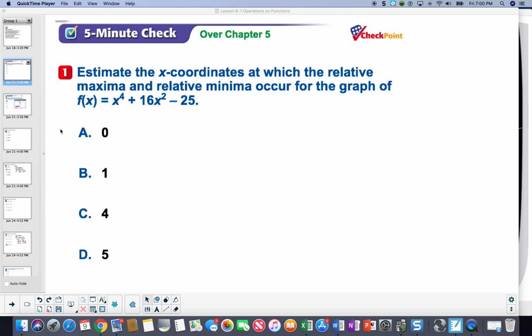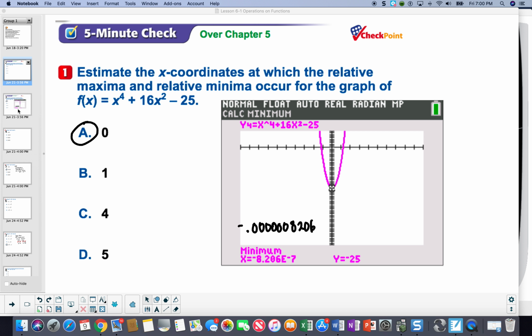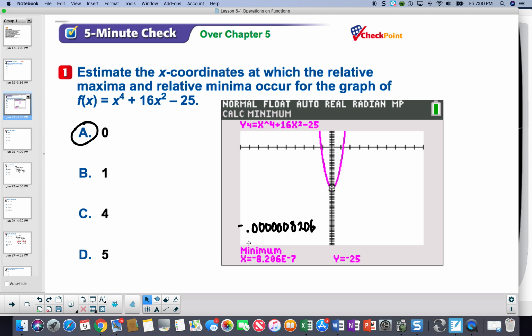Warm up for lesson 6-1. Pause to do the problem. And here's the answer. Now recognize that when the calculator gives you this, it's scientific notation, and that means this, which is really 0. So our x value is going to be 0.